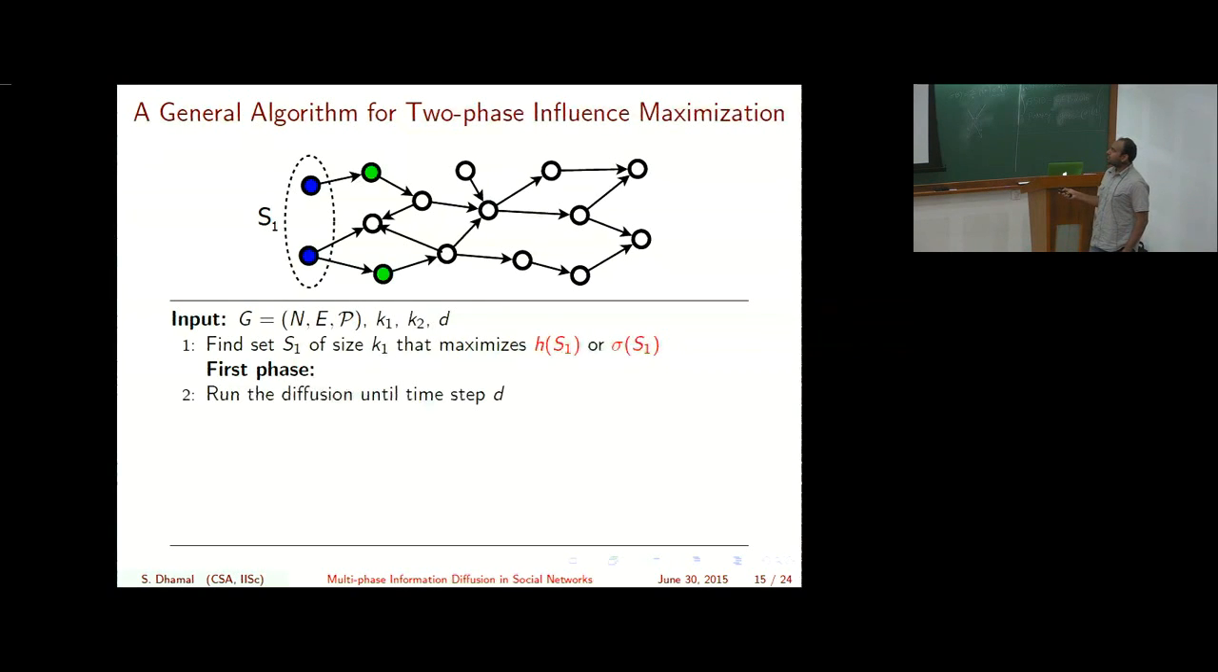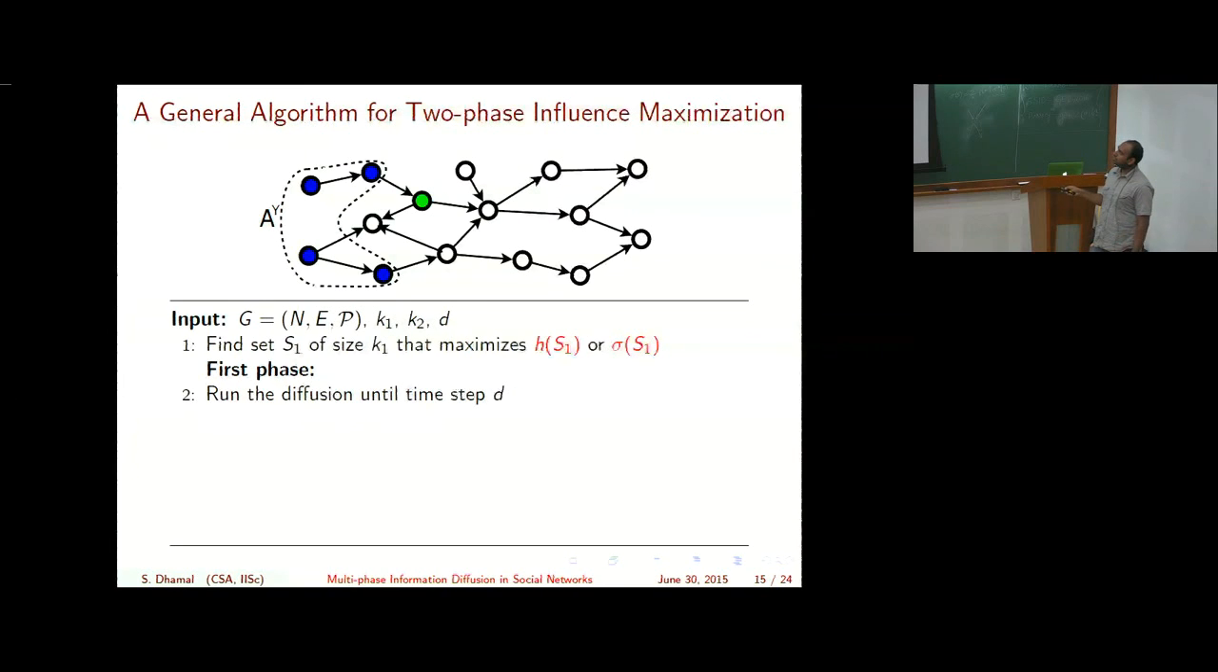We study both of these, how they perform with respect to each other, if I use myopic versus if I use farsighted. So just run the diffusion until time step D. Again, green are recently activated, blue are already activated. And suppose the time step delay has been reached.